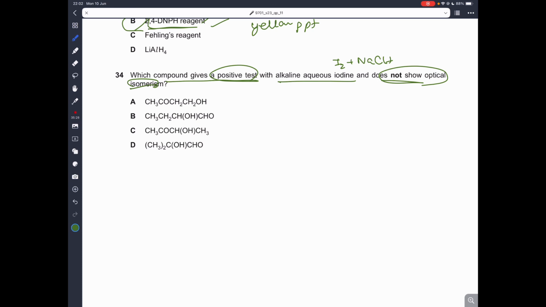Always redraw it if you cannot understand it. So CH3CO, it's going to be CH2, CH, and OH. Okay. So, react with alkaline iodine. If for something to react with alkaline iodine, you must have this group. You must have the CH3CO group.